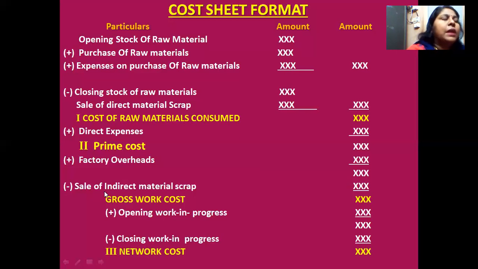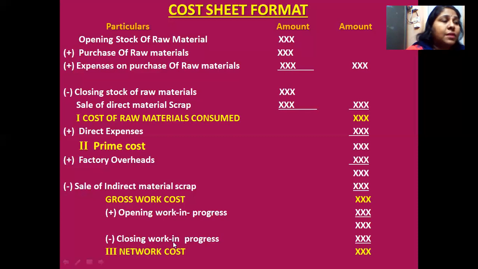From that answer, in case your problem has indirect material scrap given, you deduct that indirect material scrap over here. Okay, then the resulting answer I mentioned over here is gross work cost. Why instead of work cost I mentioned gross means, because the problem has the information about the opening work in progress or the closing work in progress.